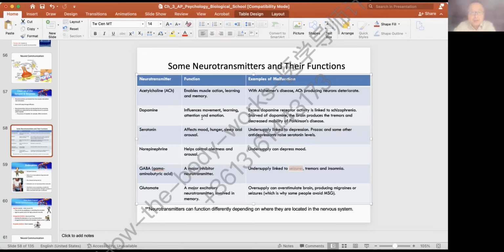Okay, so next is dopamine. I think dopamine can influence movement, learning, attention, and emotions, right? When you love something or somebody, your secretion of dopamine will be at a relatively high concentration, but it will not last long, right? So excessive dopamine receptor activity is linked to schizophrenia.